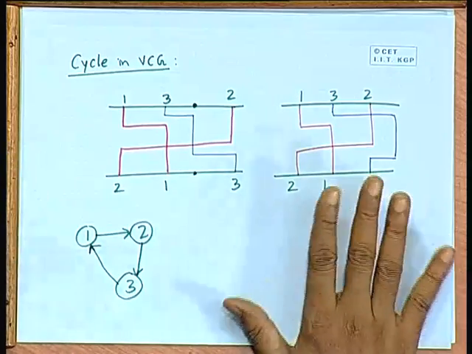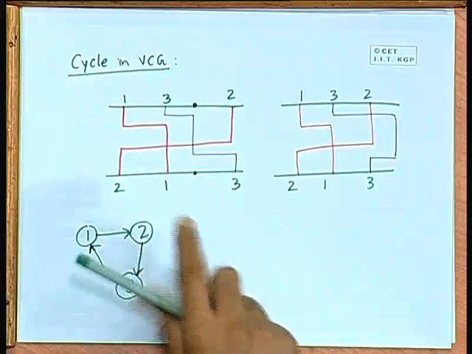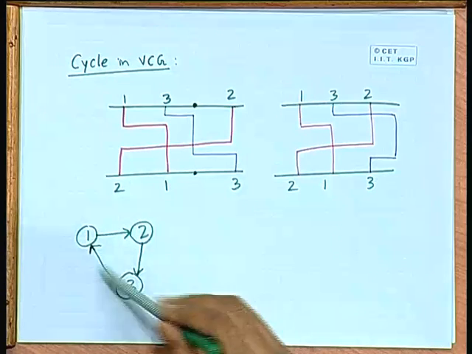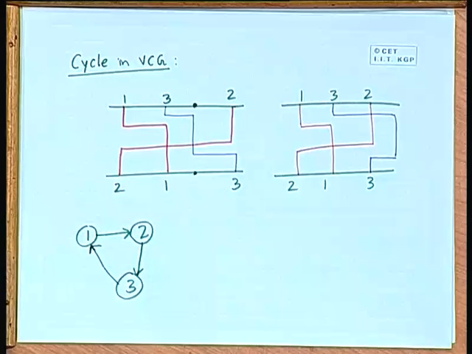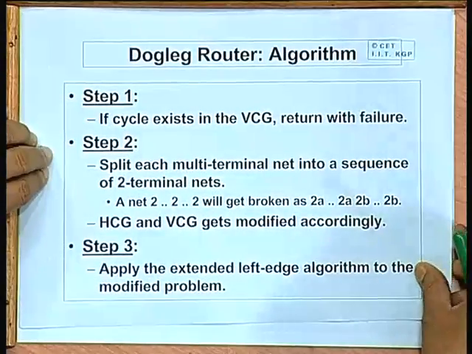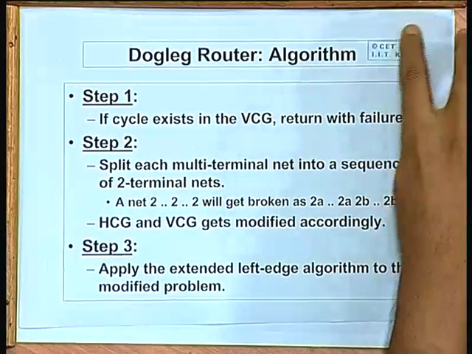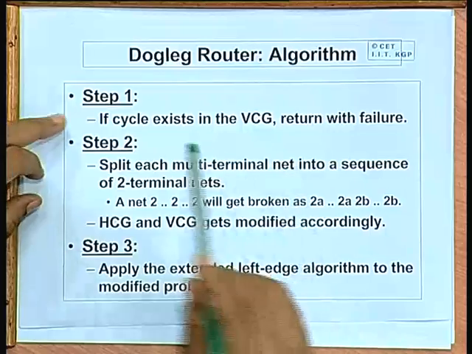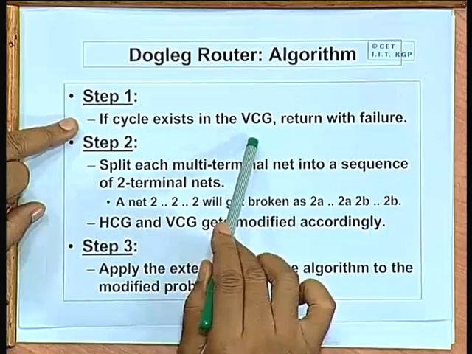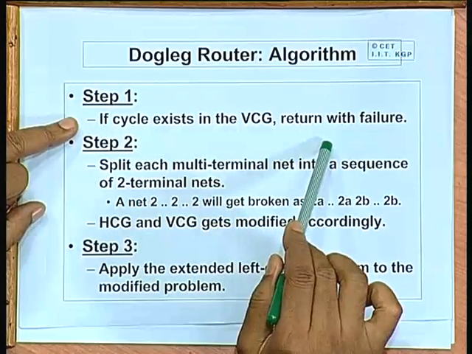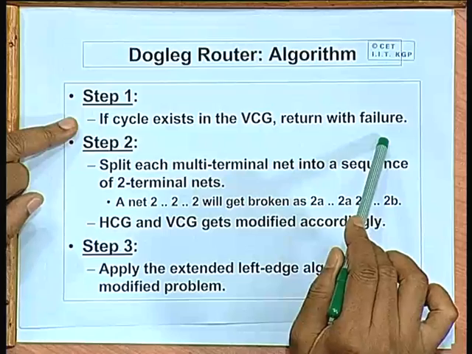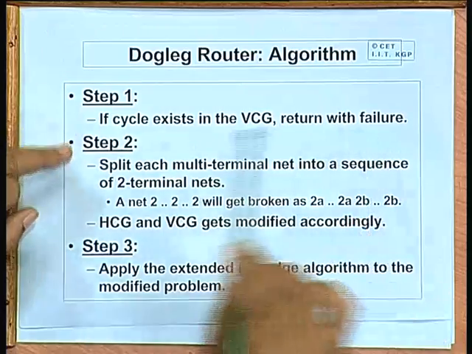There are some algorithms that we will be seeing later which can take care of this kind of scenario, but the basic dogleg algorithm we will be looking at now does not take into account cycles in the VCG. So, the basic algorithm works like this. Of course, if there is a cycle in the VCG, this algorithm cannot handle it. So, you will be returning with failure, you cannot route it.